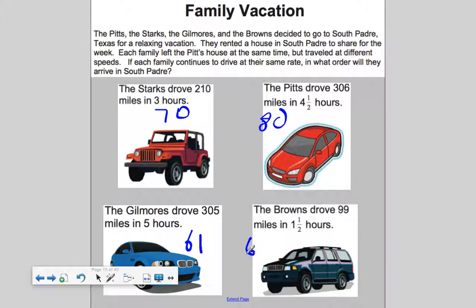So it said, in what order will they arrive? So they left the Pitts house at the same time, but travel at different speeds. Who will get there? So Pitts family will be first, then Starks, then Brown, then the Gilmores. And this is complex fraction. So again, complex fraction is dividing when you have a fraction inside of another fraction, and you have to break it down by dividing.